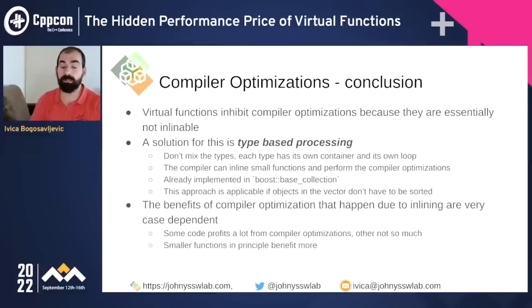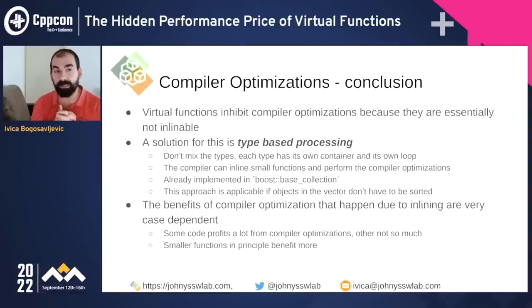So this approach works if the objects in the vector don't need to be sorted. If you need to keep some kind of sorting in the vector, then type-based processing won't work for you.